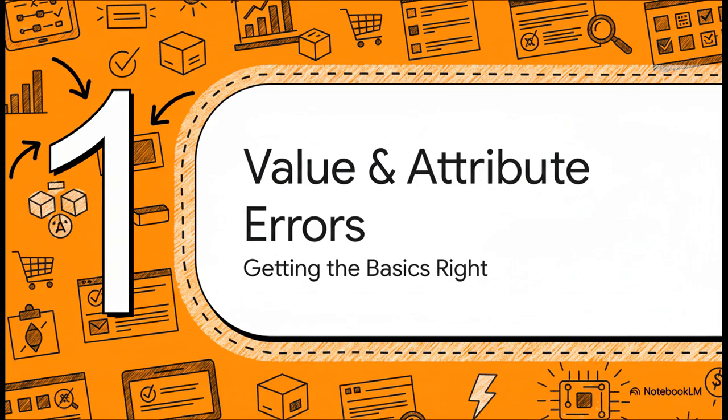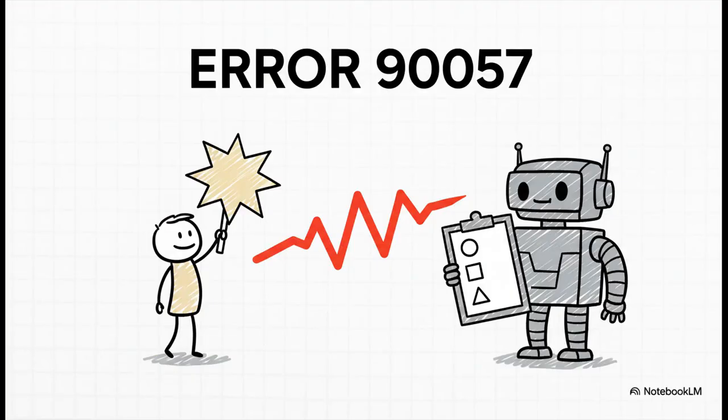So, we're starting with the most common category of all, value and attribute errors. These are those little mistakes in your data fields that cause the biggest headaches. But thankfully, they're also the easiest to fix. First one up is error 90057. This little guy pops up when you've put in a value for an attribute that Amazon's system just doesn't recognize. The problem is usually that you're using your own custom term when Amazon is expecting you to pick one from its own pre-approved list.